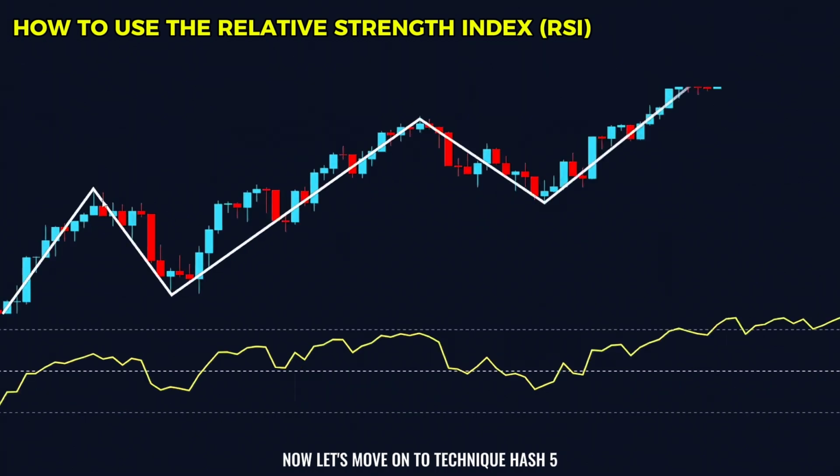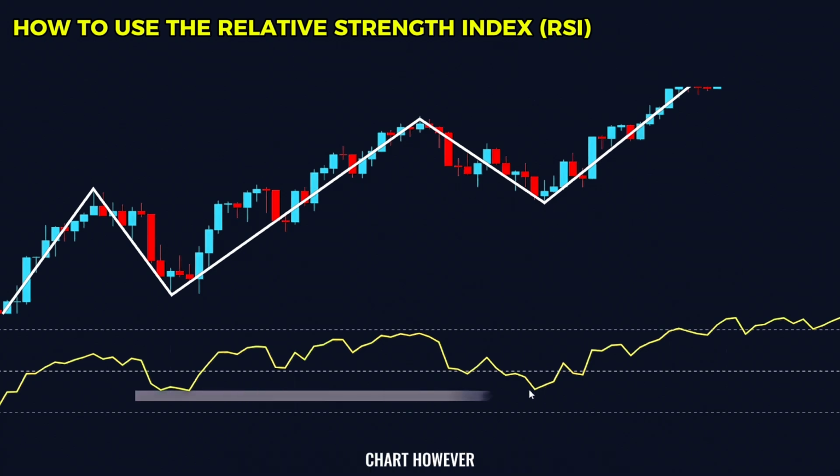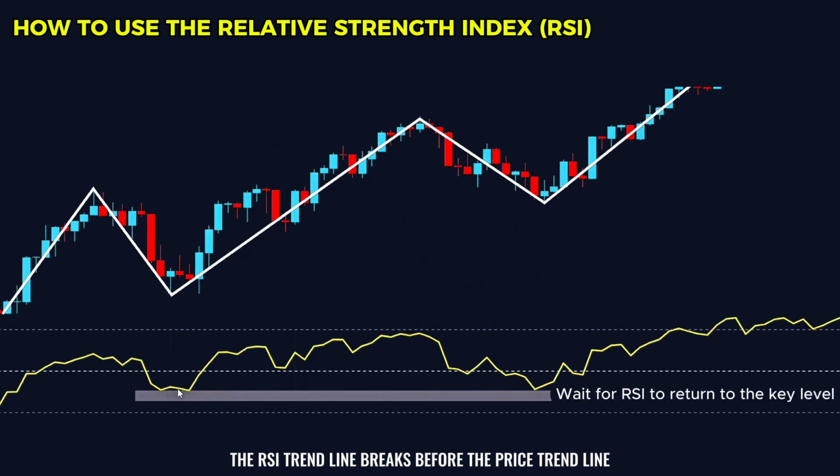Now let's move on to technique #5, which is RSI trend line. Most traders draw trend lines directly on the price chart. However, you can also draw trend lines on the RSI. In many cases, the RSI trend line breaks before the price trend line. This gives us an earlier signal that momentum is changing. Let's look at an example.